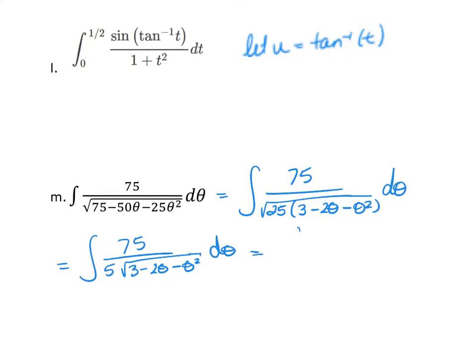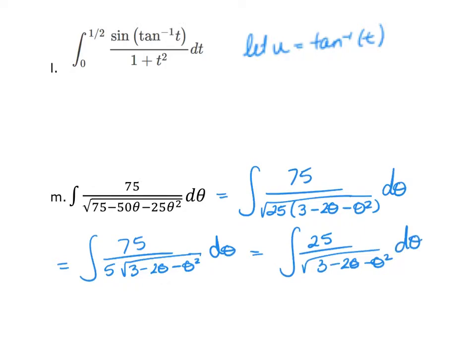And so I'm just going to clean this up just a little bit. And 75, what is that? How many times does 5 go into 75? 15 times? Is that right? 15 times. And then I have the square root of 3 minus 2 theta minus theta squared d theta.